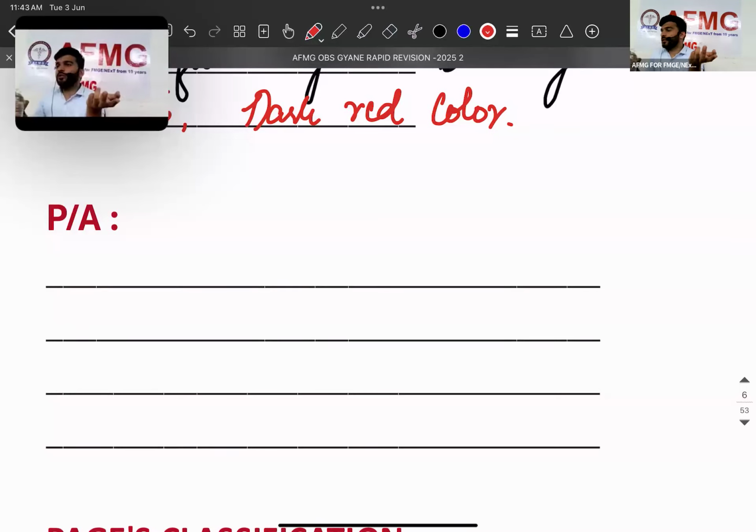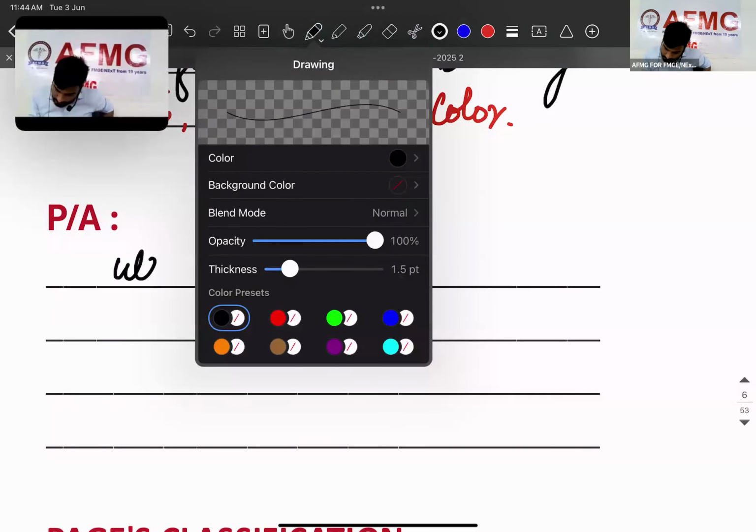What will be the per abdominal examination? You already know. Very good. Tender uterus. Then rigid. Very good. Then height of uterus more than the period of gestation. Right? Write, write by yourself. There is no rocket science. So first of all, the uterus is tender and rigid.